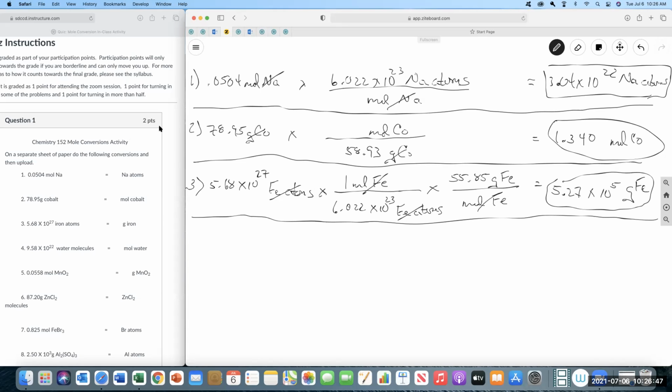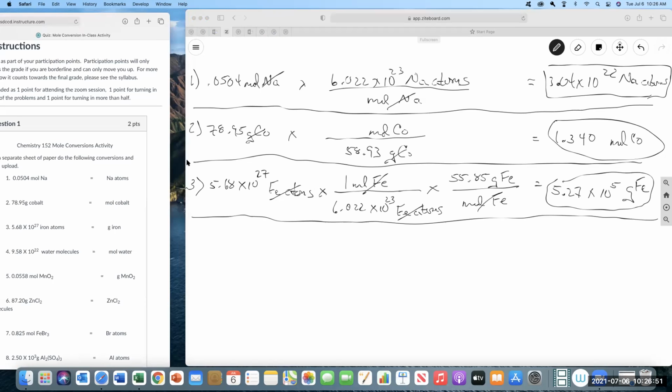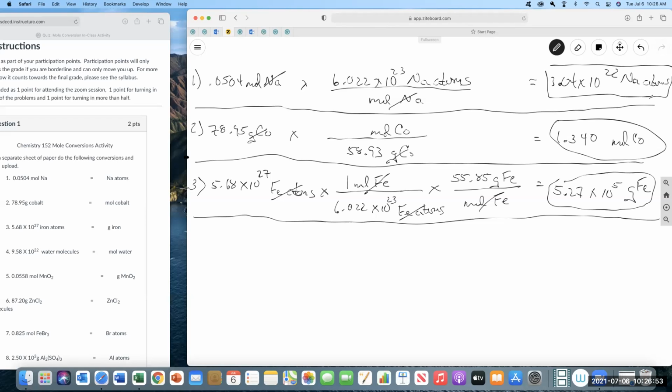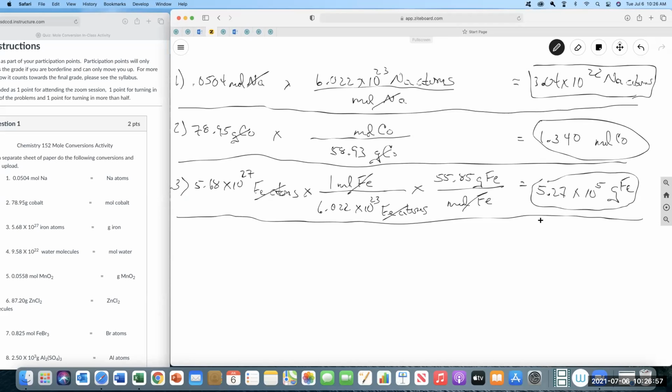All right, number 4. Professor, for that one, is it okay if we write down the whole number instead of putting it in scientific? You want to write 52700, all those zeros, you can, but you really want to get in the habit of using scientific notation.